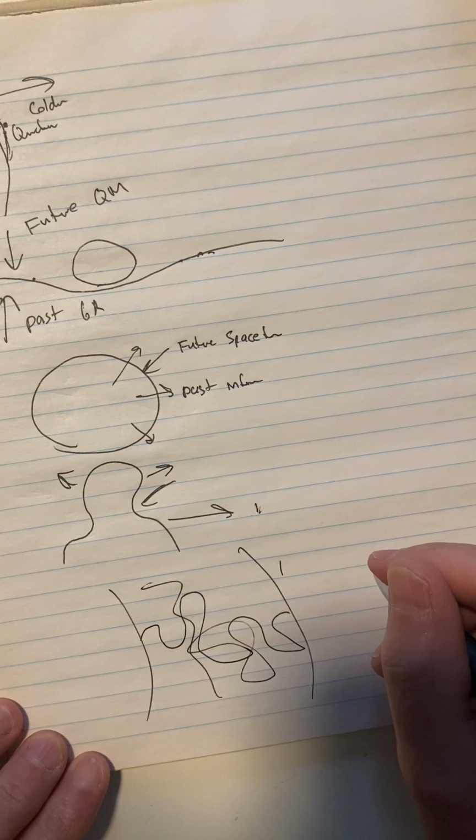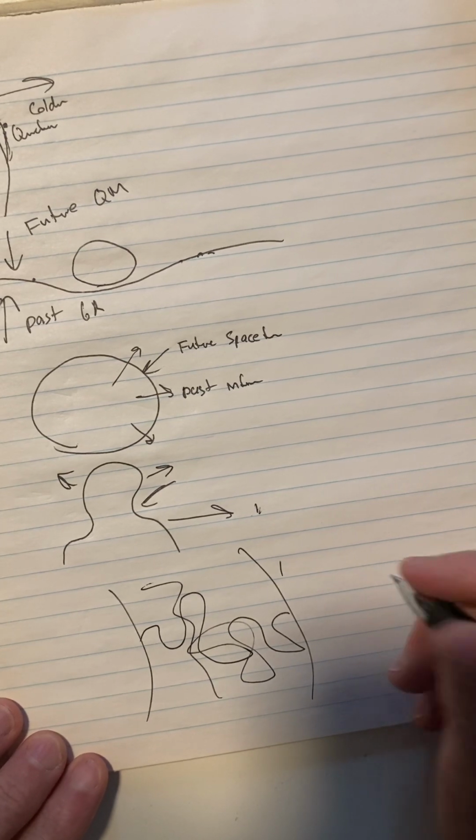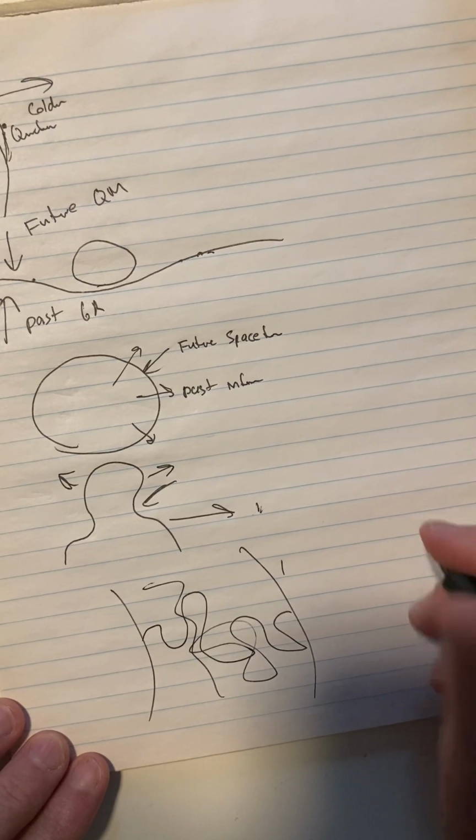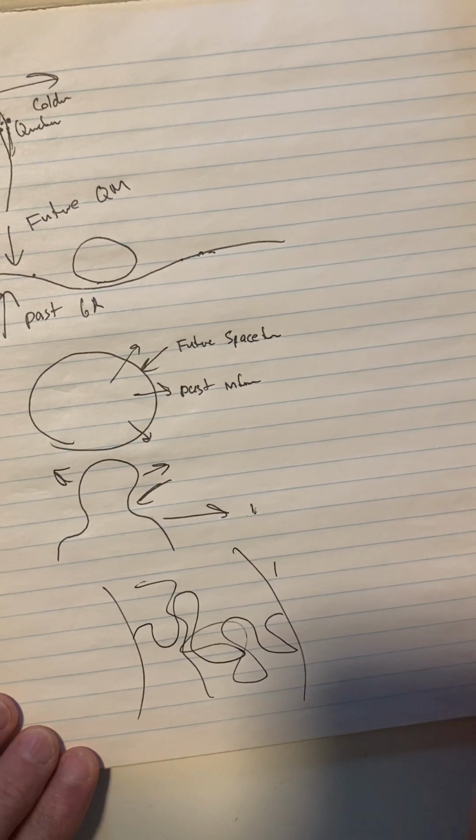And determinism is not. So the math holds up. The math is correct. But yeah, that's always going to be open for interpretation. So there you go.